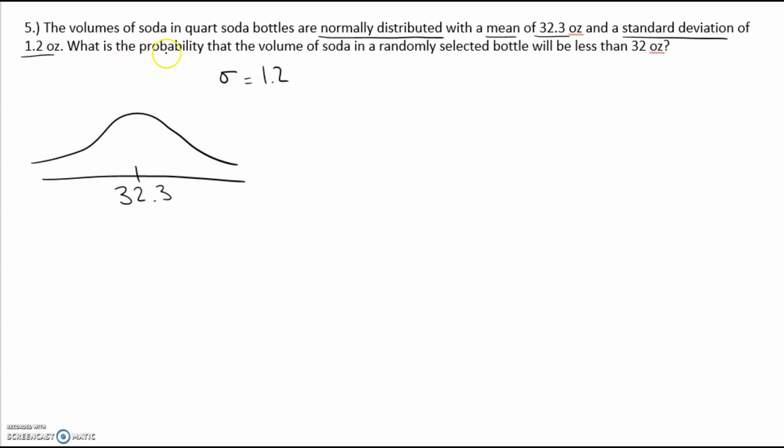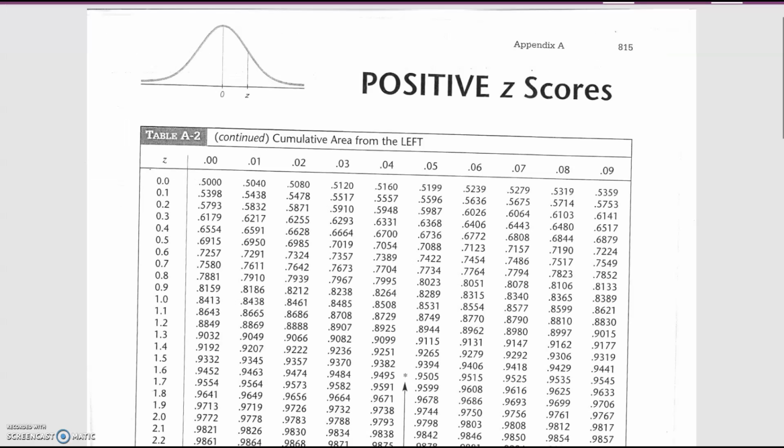We're looking for the probability that the volume of soda in a randomly selected bottle will be less than 32. Well, about here is 32. We are looking for less than that, so I'm looking for the area to the left. The first thing I'm going to do is use this z-score table, because you've got area right here, and that is linked to a z-score. So the first thing I need to find is my z-score.